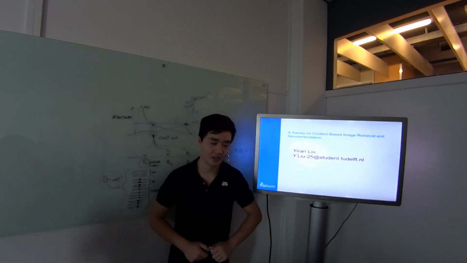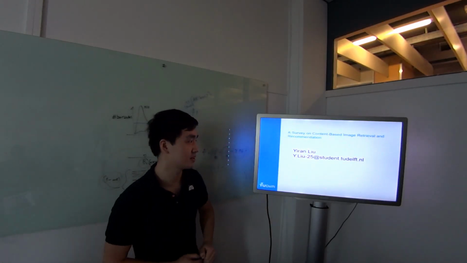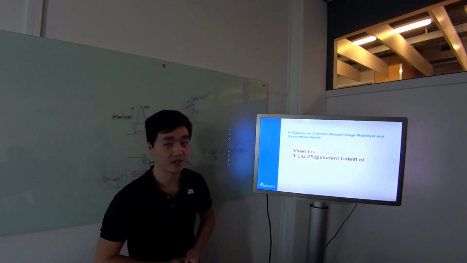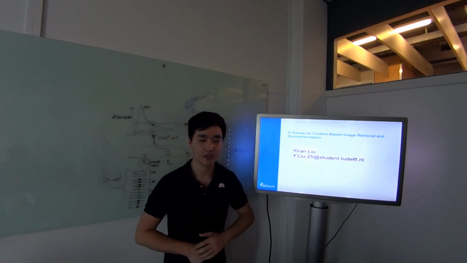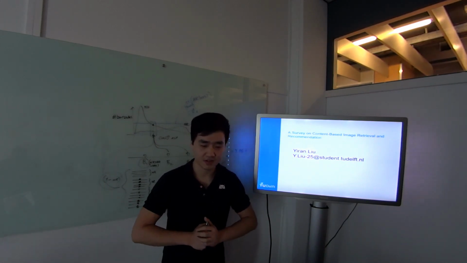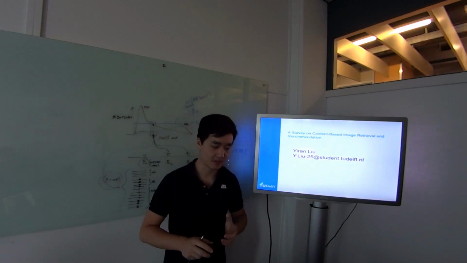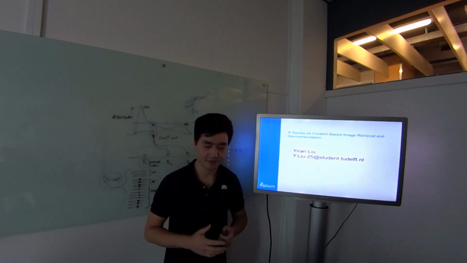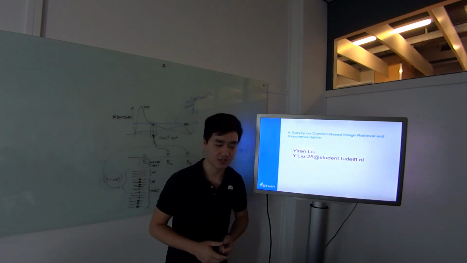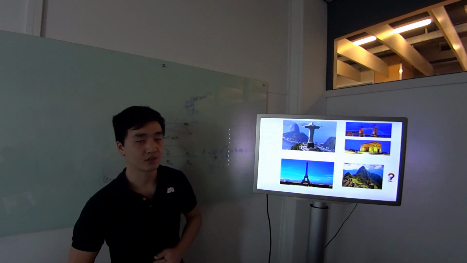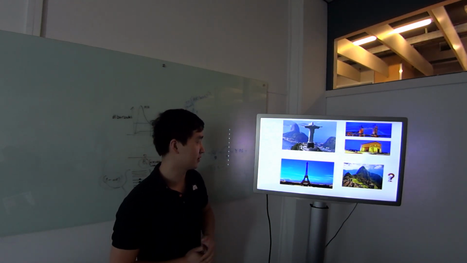Hi, morning everyone. My name is Yiran, and today my topic is about content-based image retrieval and recommendation. I will give a whole overview of how the system works. Specifically, I will introduce some parts of the system, how it works, the knowledge gap, and the further work directions.